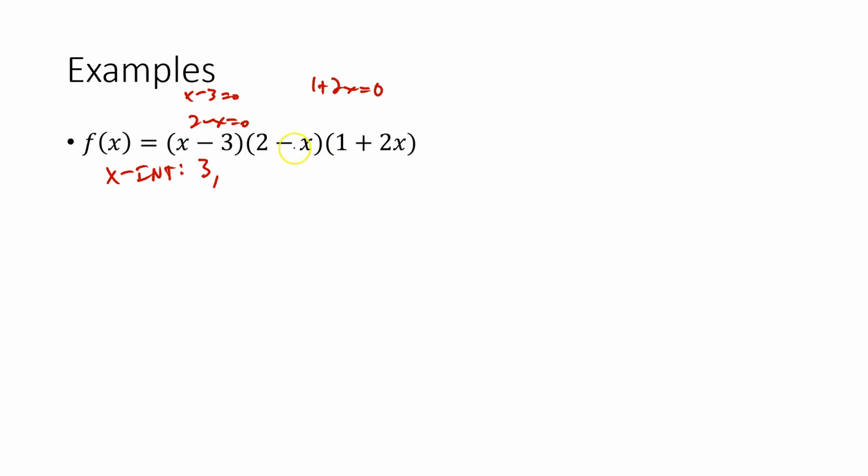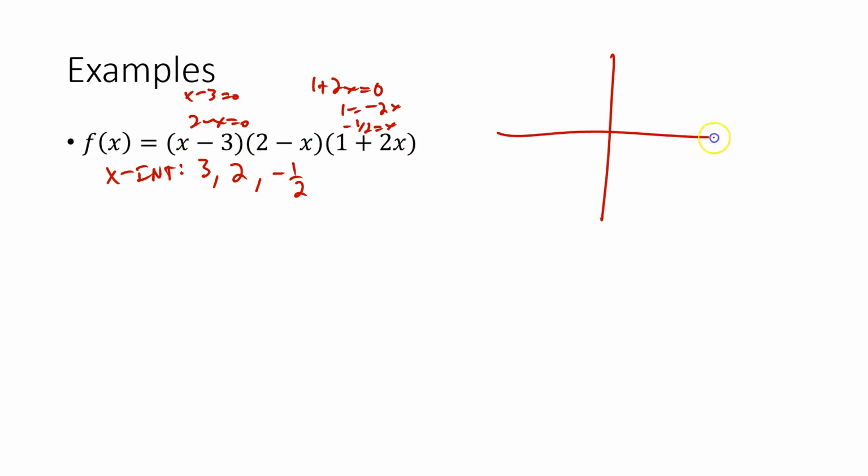2 minus x, well, if x is 2, those are going to cancel. And then 1 plus 2x, this one's a little trickier, but I want that 2 to cancel with something. So I need x to be maybe 1/2 to cancel the 2, but I need 1 plus this to cancel out, so I would need a negative 1/2. Because if it's negative 1/2, the 2's will cancel, so I'll have 1 minus 1, which is 0. You can also just solve this: 1 equals negative 2x, divided by negative 2, negative 1/2 equals x. Any way you do it, as long as you get the x-intercepts, it's going to be okay.